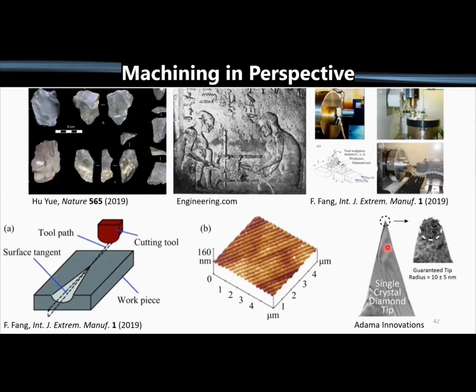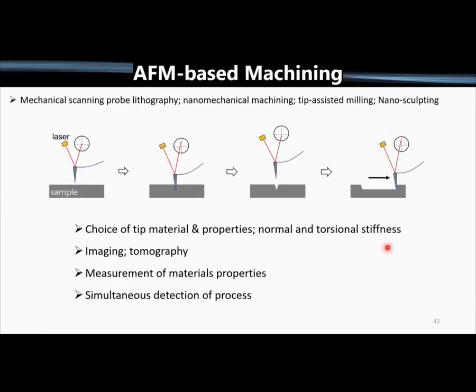So now we can have these nice sharp diamond tips. And so maybe we can use them to carve structures in ferroelectric materials. It's a tool that has several names: mechanical scanning probe lithography, nanomechanical machining, tip-assisted milling, nanosculpting. There's a variety of terms. It of course will depend on your choice of tip material and properties, the normal and torsional stiffness of the lever itself. You can combine it with imaging, but also tomography.